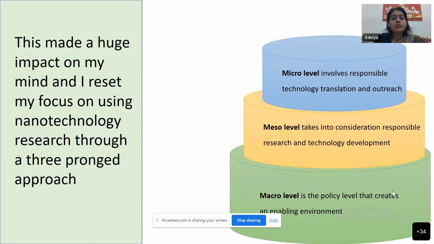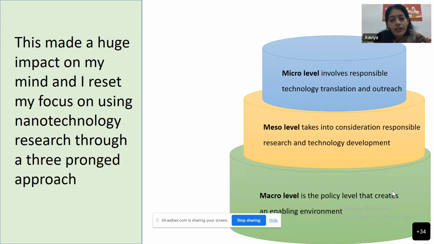So this picture, these people, and the infancy and childhood of these children made such a huge impact on me during my 12-year journey with United Nations and Commonwealth that I reset my focus on using nanotechnology research through a three-pronged approach. First, the micro level, which involves technology translation and outreach.